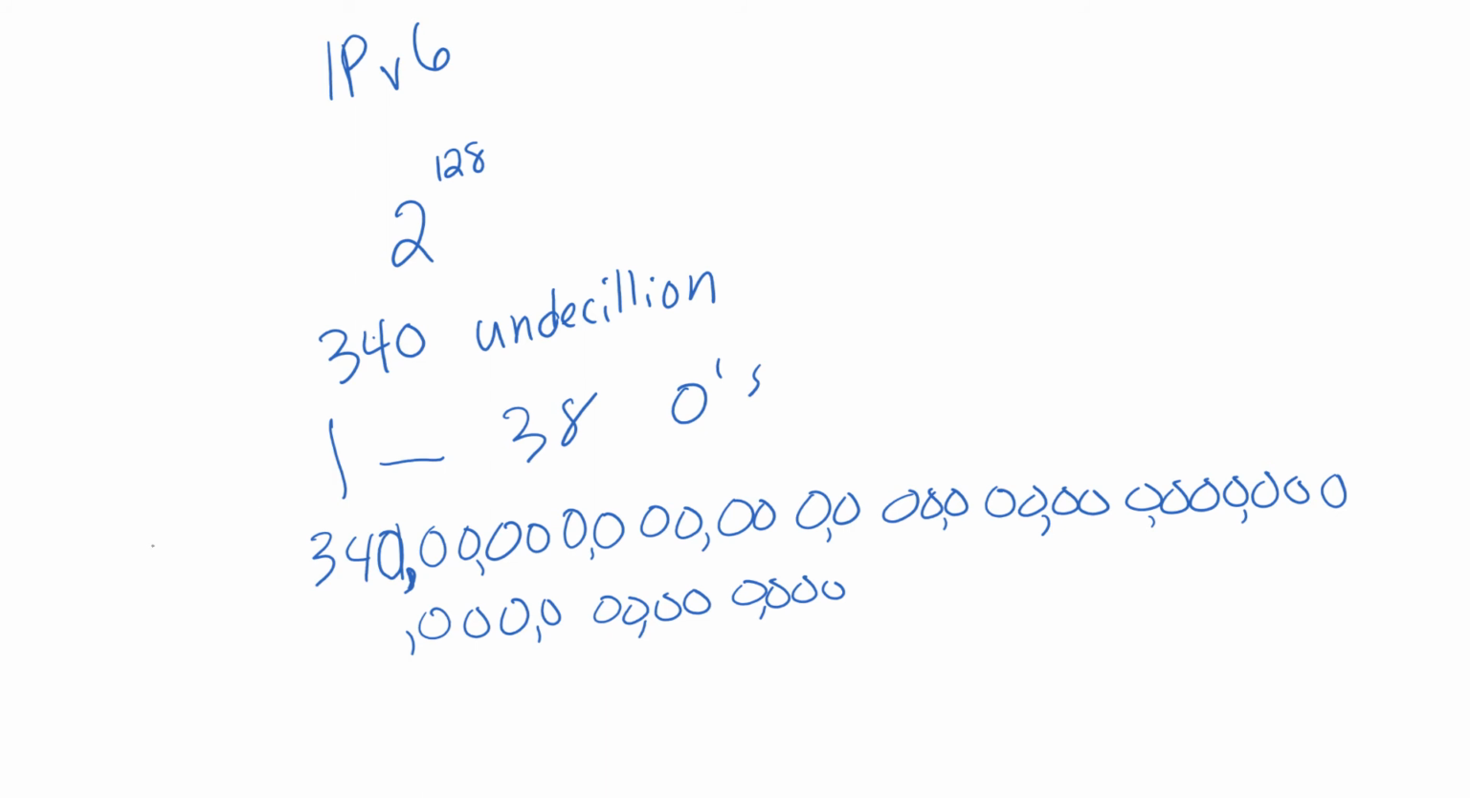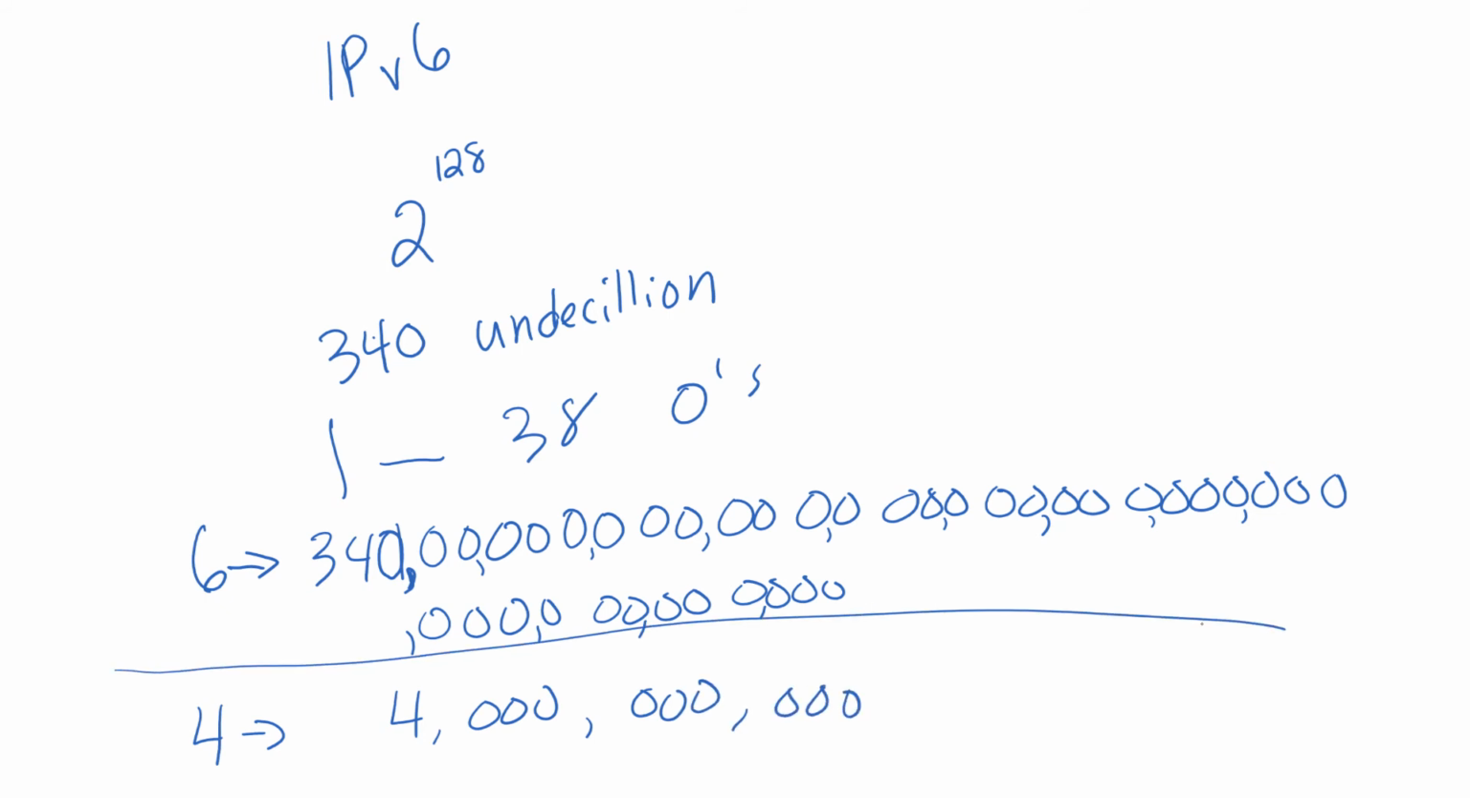And that compares, so that's version 6. Version 4, remember, has roughly 4 billion, that many. So we have a huge difference in the number of IPs. As one network engineer puts it, we could assign an IPv6 address to every atom on the surface of the Earth and still have enough addresses left to do another 100 Earths. That's an astronomical, pun intended, number.